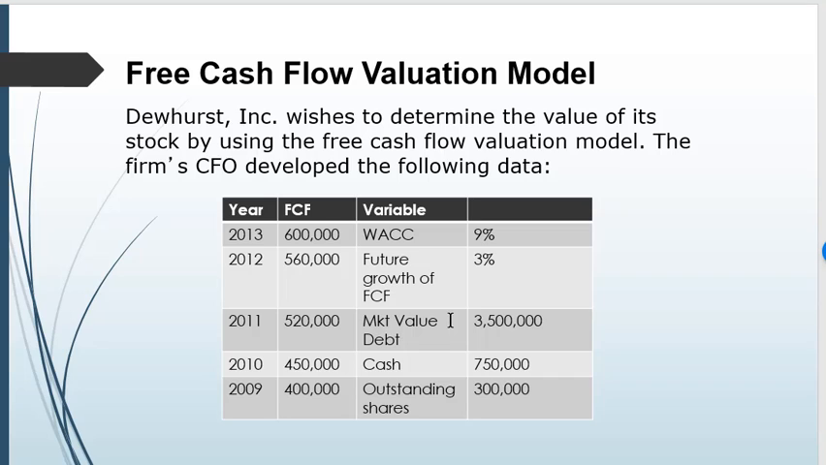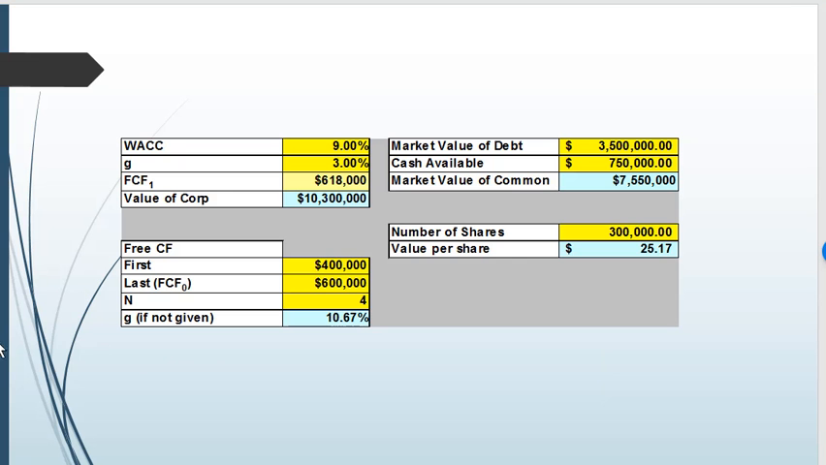We have an estimate of the future growth rate of future free cash flows. We know the amount of debt for the company, the cash of the company, and the outstanding shares. So now we have a worksheet, the stock valuation free cash flow model, and we plug our numbers in. The growth rate we've estimated has been about 10.67%. The weighted average cost of capital is 9%.